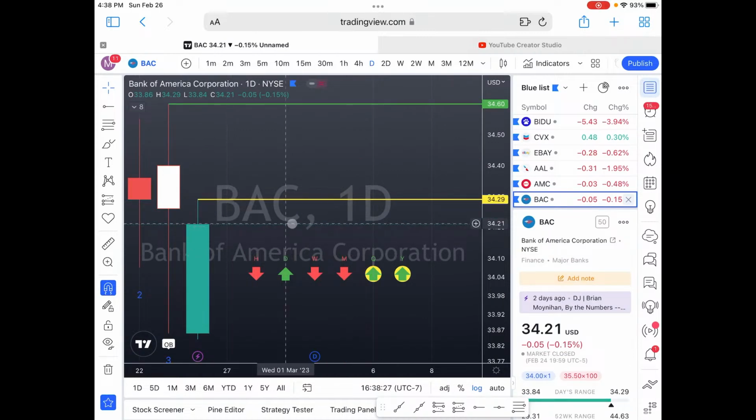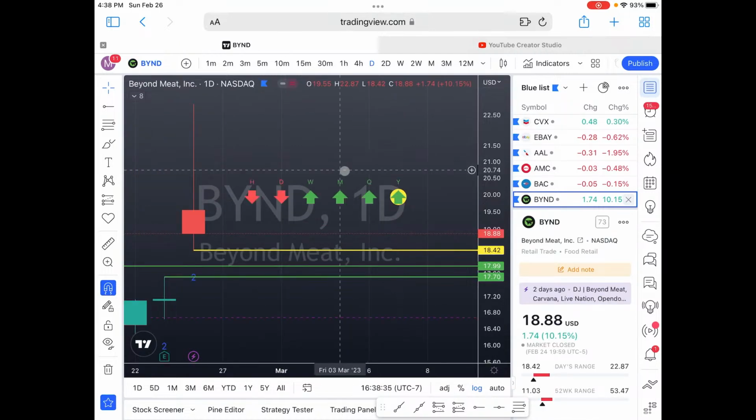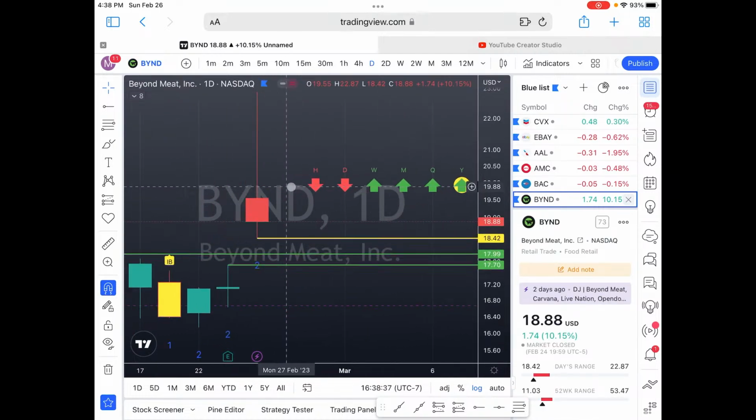BAC has a 2 down green, so we look for those calls at 34.29. Good magnitude to the upside. There is our first target at 34.60 on BAC. Beyond, here's a different one. 2 up red with a shooter candle.